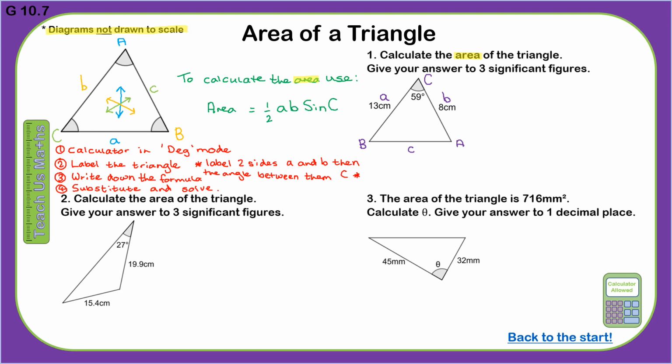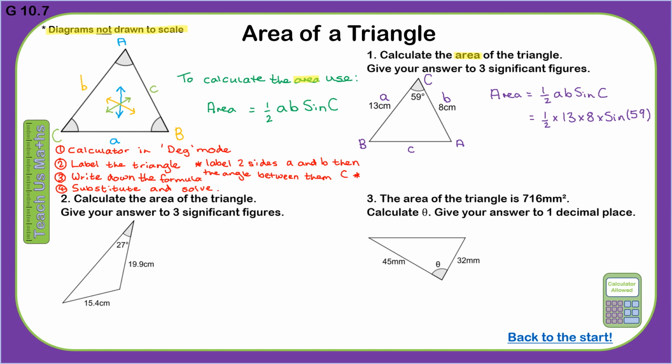So now I've labelled my triangle, I'm going to write down the formula. Area is equal to 1/2 AB sine C. I'm now going to substitute in the values that I know. So 1/2 multiplied by A, well lowercase a is 13 centimetres, multiplied by B, lowercase b is 8 centimetres, multiplied by sine, and then capital C, that's my angle, 59 degrees.